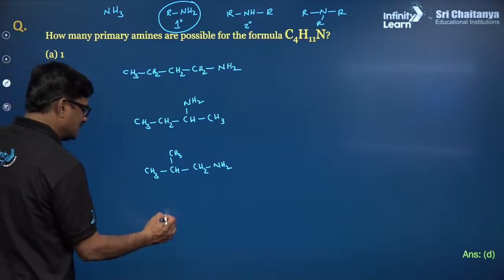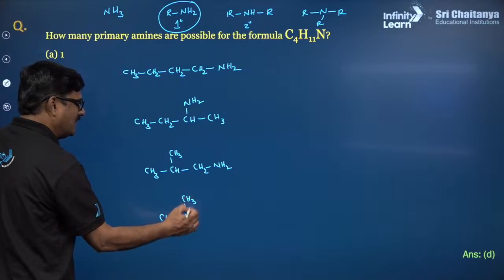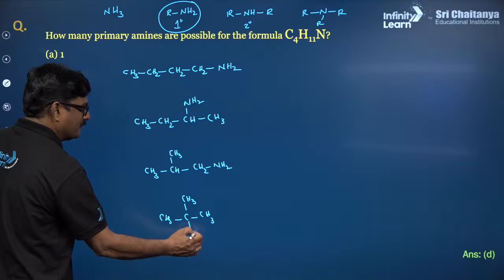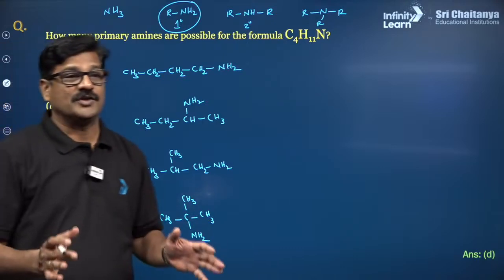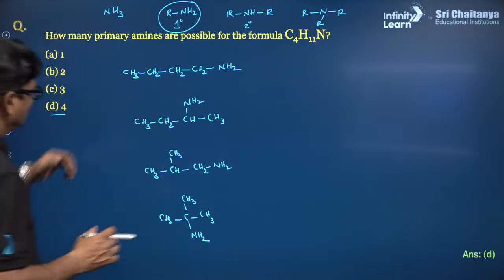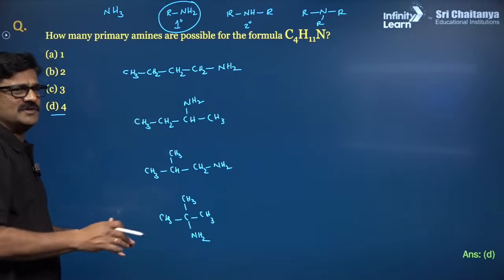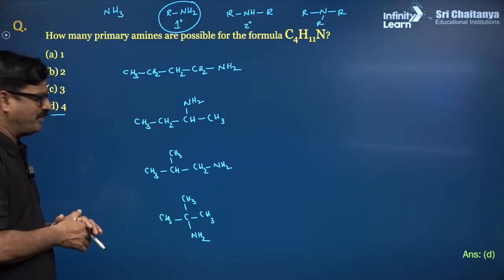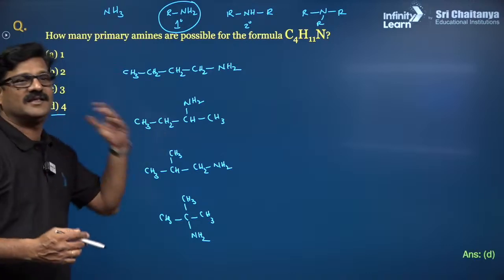You can see CH3, CH3, and you should have a good command on the things you are writing. Tremendous command you should have. So how can this command come? You keep writing. Some structures may be correct, some may be wrong. First draw them, and later remove the wrong structures.